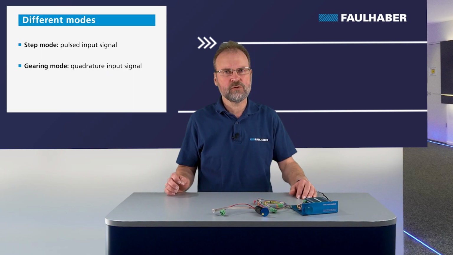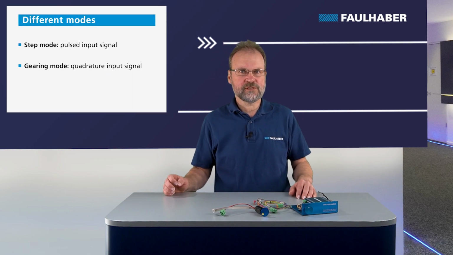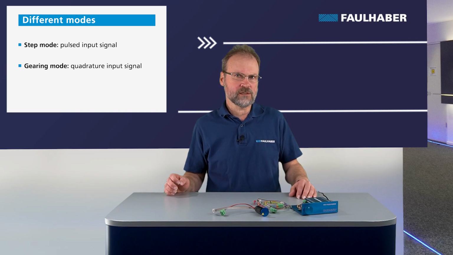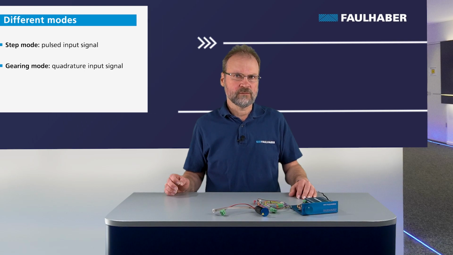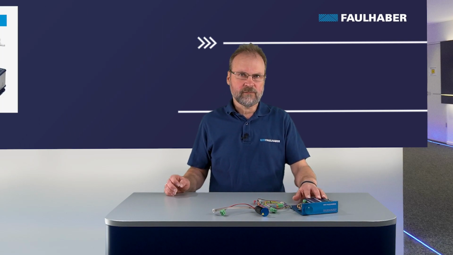In this video, I want to show you how to use the step mode or the gearing mode of our motion controllers. Step mode is an operating mode where the target position is given by a signal having pulses. So we are counting the pulses and calculate the target position out of this. Whereas the gearing mode is using a quadrature signal, so essentially the signal of an encoder, to control the movement backward and forward. And I once again use one of my demo kits here.